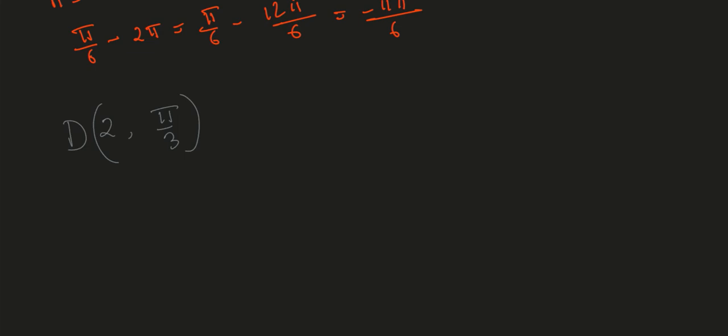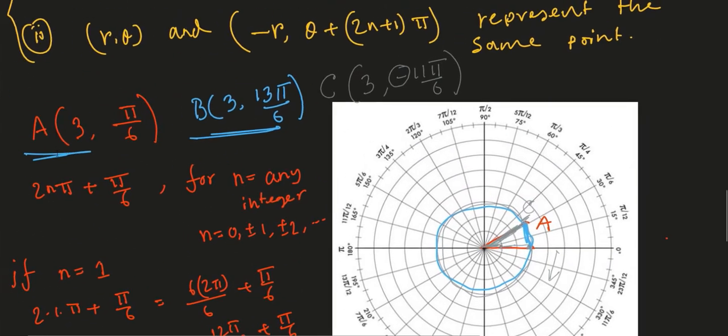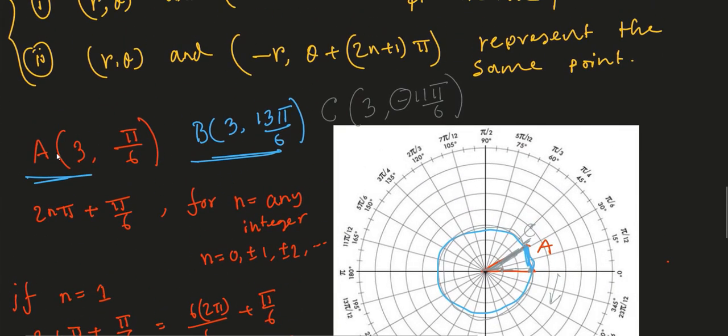Well, if I do add or subtract, if you see here the formula, we have to have -r, and we have to add an odd multiple of pi. So n could take any value. I'm going to put n equals 0. Let's see what that gives.